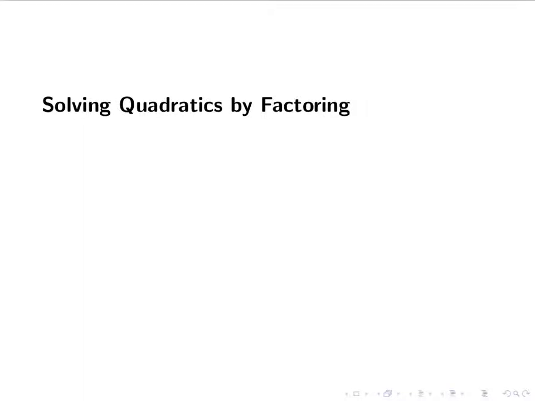Hello everyone. Today we're going to look at solving quadratics by factoring. We're always going to start with ax squared plus bx plus c equals 0. So we need to make sure that we always put equals 0 on one side of our equation.